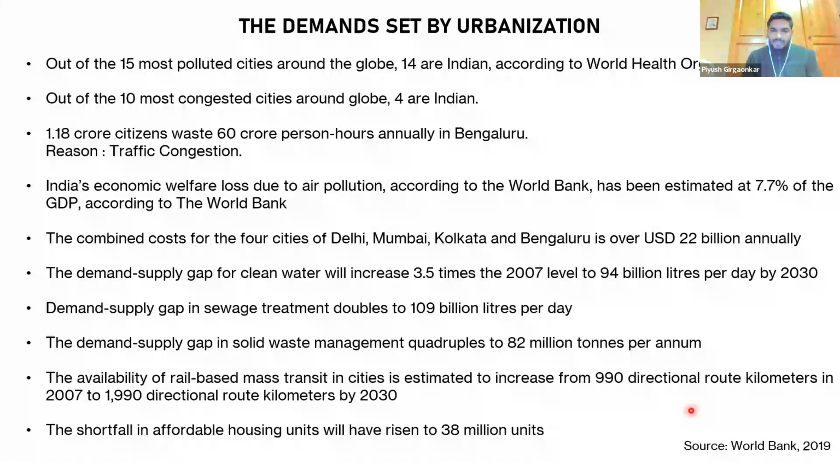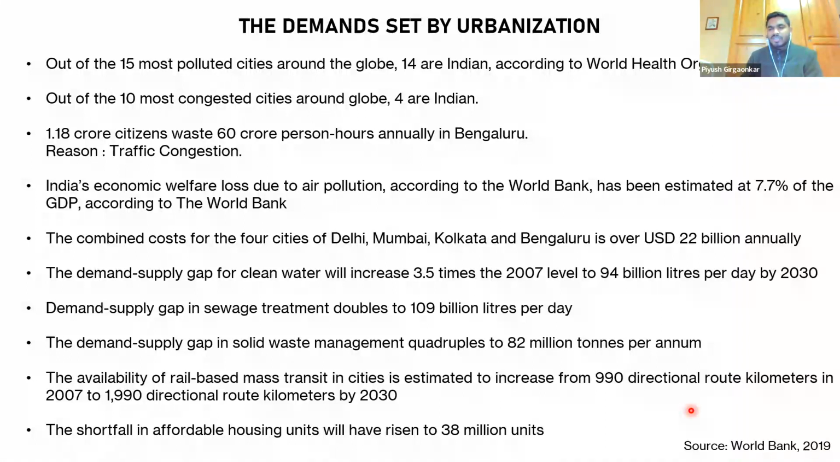And the most alarming thing for me out of all these figures is that the shortfall in affordable housing units is going to rise to 38 million units. These figures are projected for 2030, but a 38 million unit shortage is a very massive shortage. And of course, it's not about every housing unit, it's about affordable housing units. Housing units could be constructed, but they'll have to be affordable for the population of India.